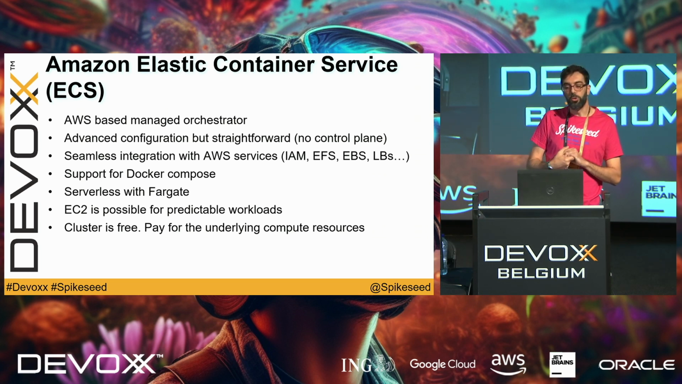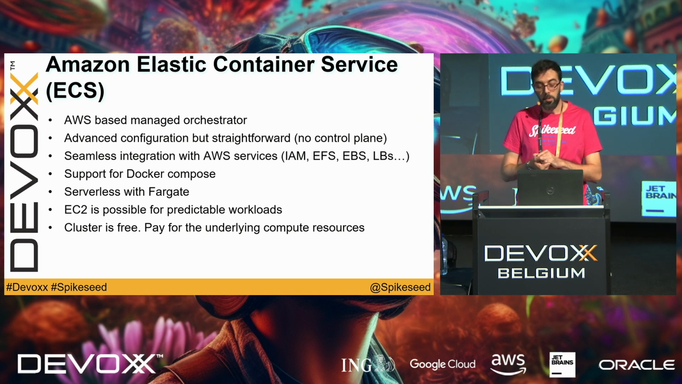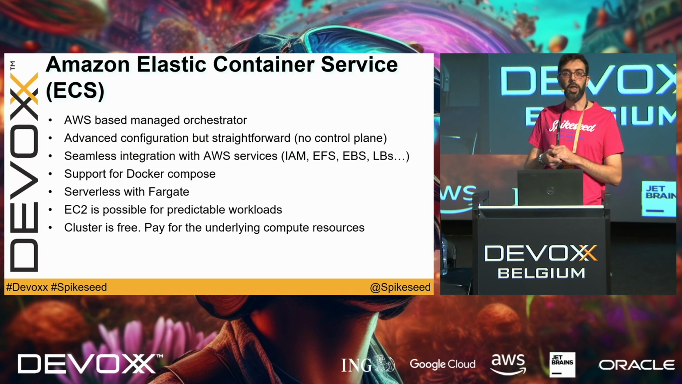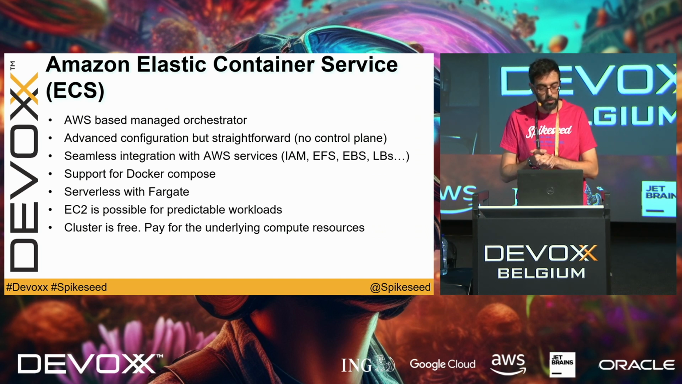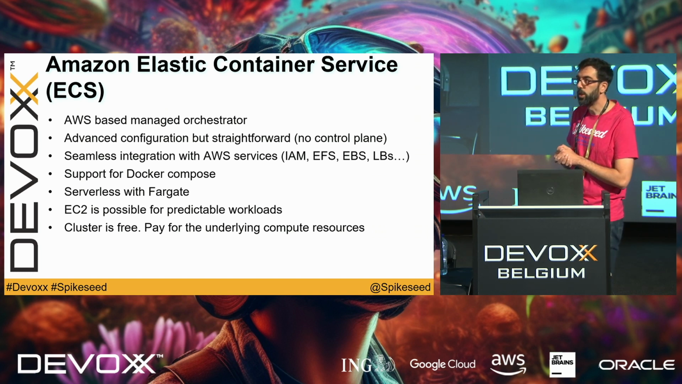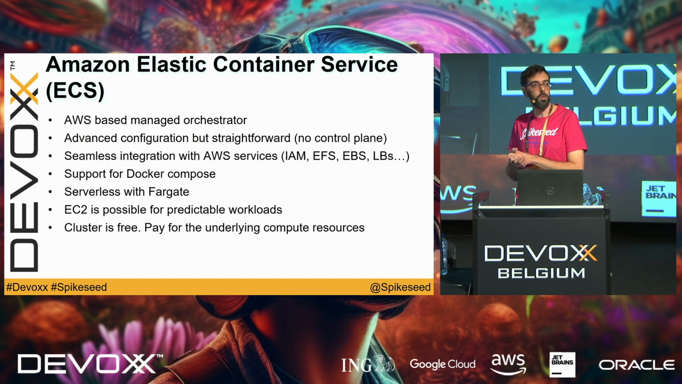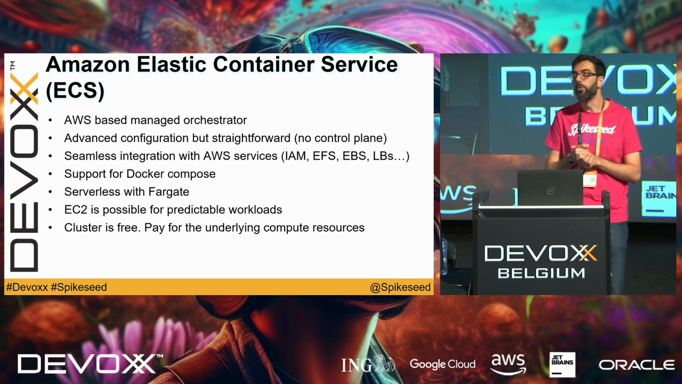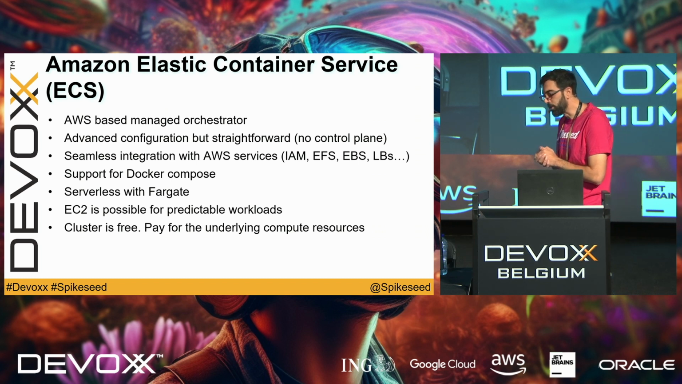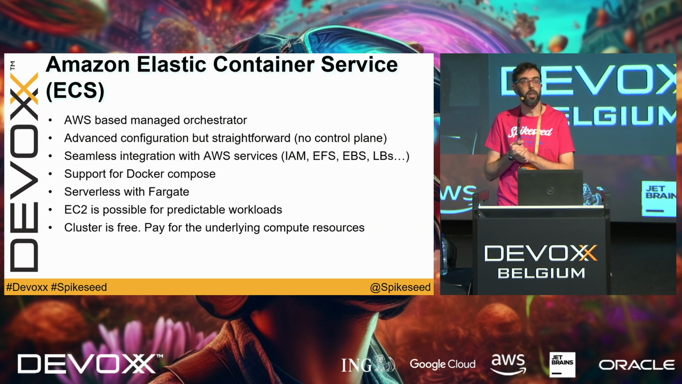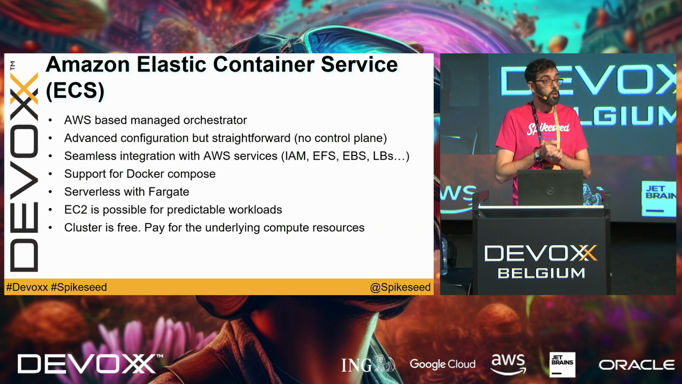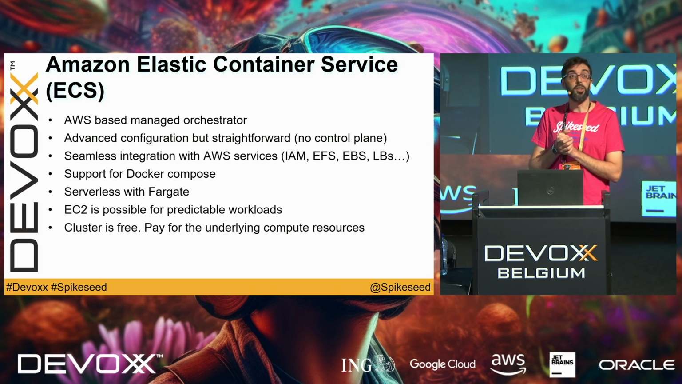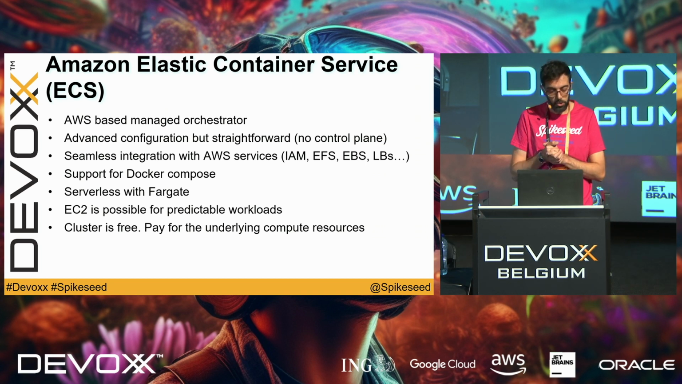It allows you to create very advanced configurations, but it's very straightforward to use. There's no control plane, no visible control plane, at least for you. Integrates out of the box with a number of services, again, identity and access management, storage, EFS, EBS, load balancers. Has a very nice feature called dynamic port mapping that allows you to run multiple instances of your container on the same underlying virtual machine. It supports Docker Compose. It is serverless if you want with Fargate. So again, the point here is you don't have to manage the infrastructure.